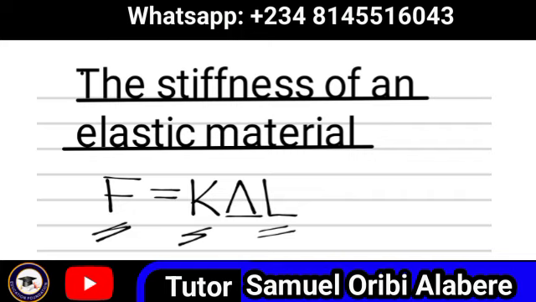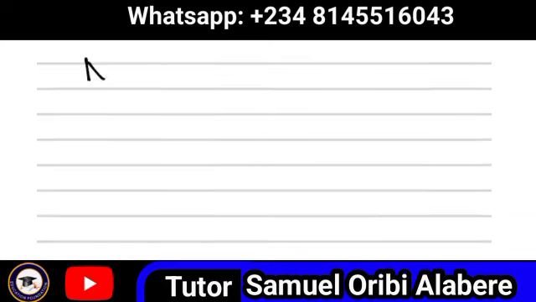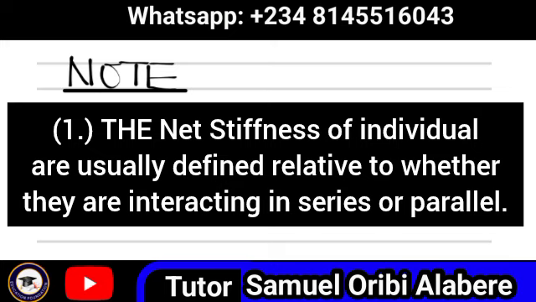So let's take note of some important points regarding the stiffness of an elastic material. Note the following points. Point number one: the net stiffness of individual materials is usually defined relative to whether they are interacting in series or parallel.